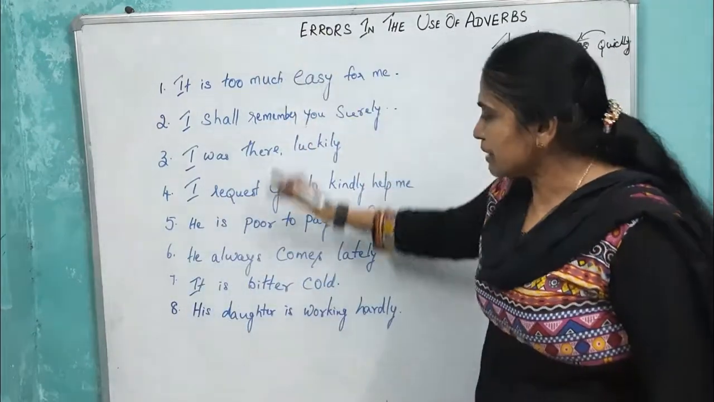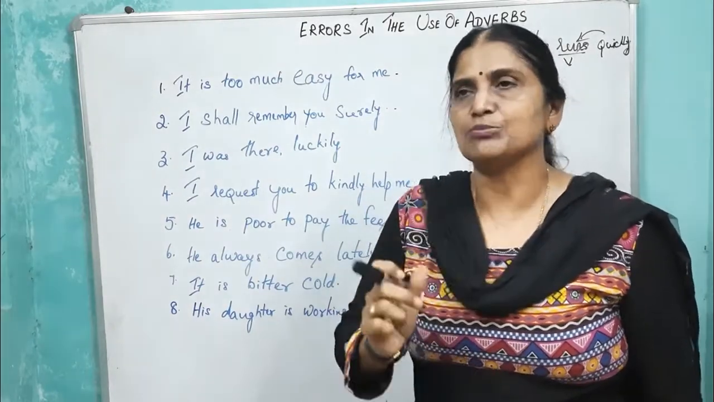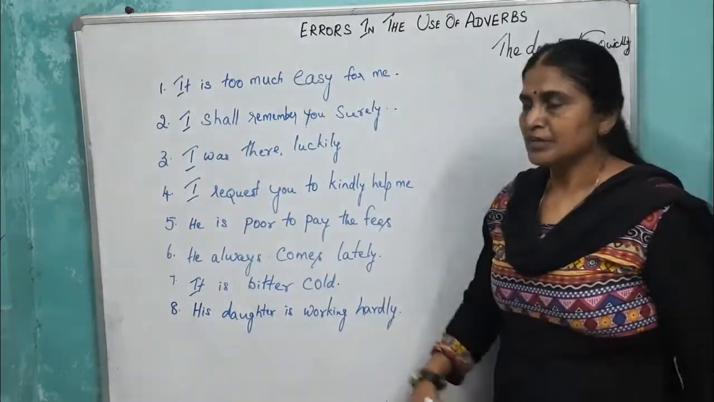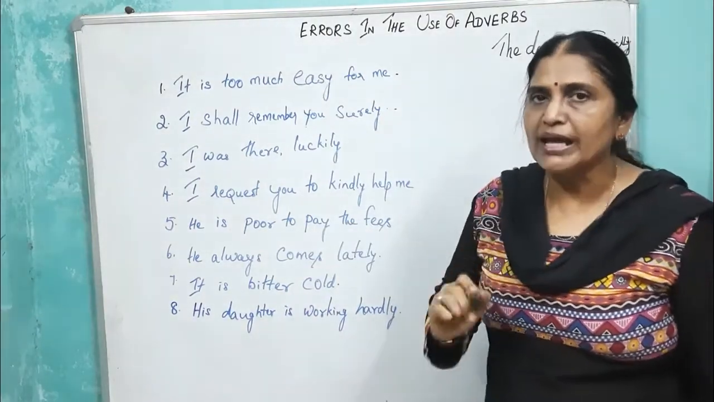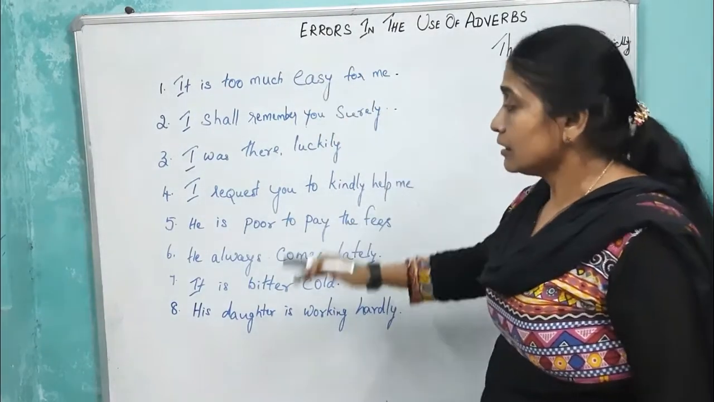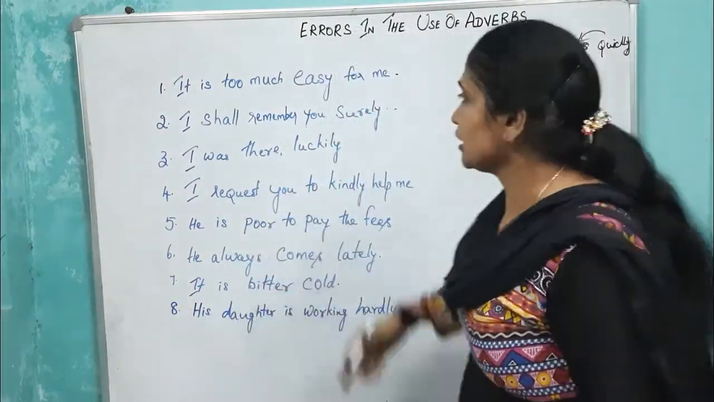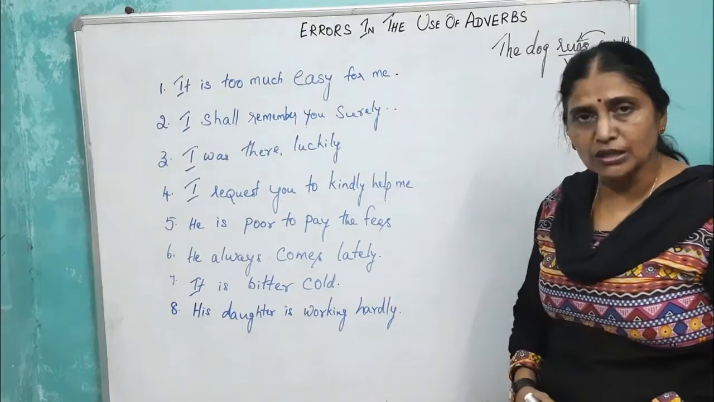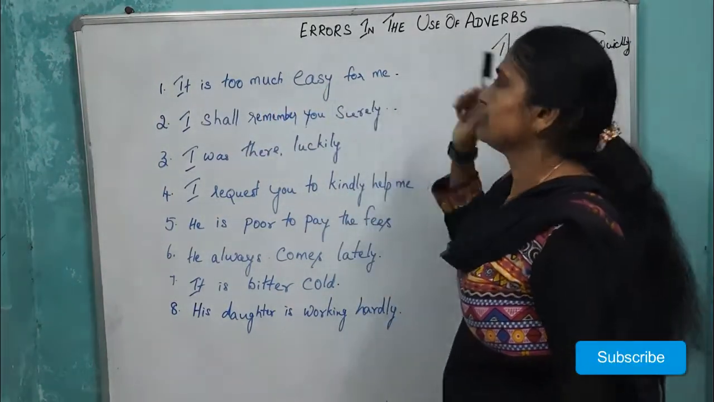Usually when we make sentences, we commit mistakes in the placement of adverbs. Now we have 8 sentences. We find out where the error is, or you may also have a correct sentence. Let me explain how it is all about. Now the first sentence is, it is too much easy for me.